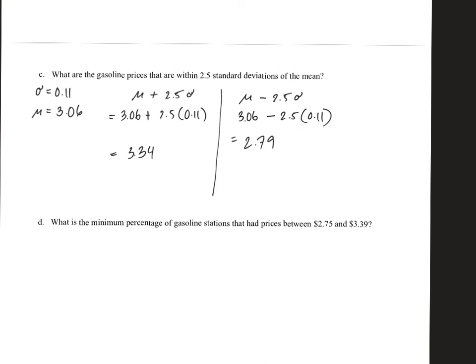So what are the gasoline prices? The prices are $3.34, so remember your units when you're writing out a sentence, and $2.79 within 2.5 standard deviations.